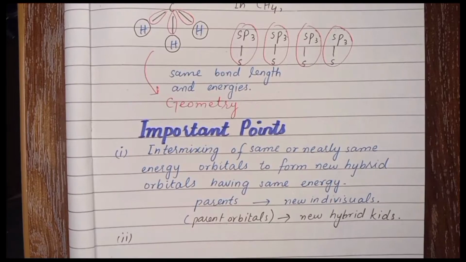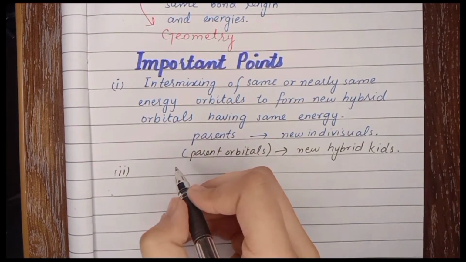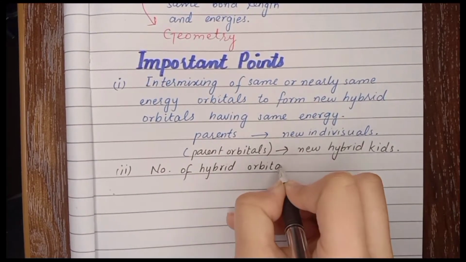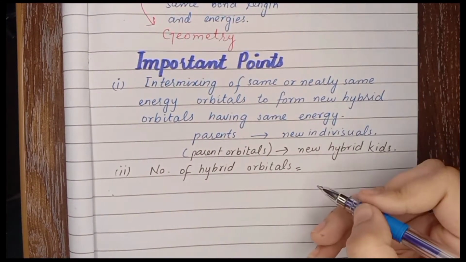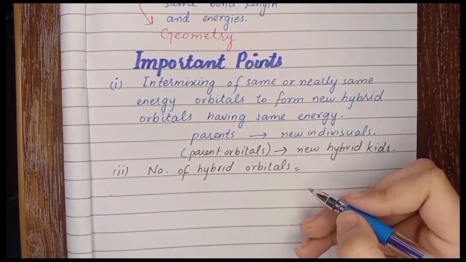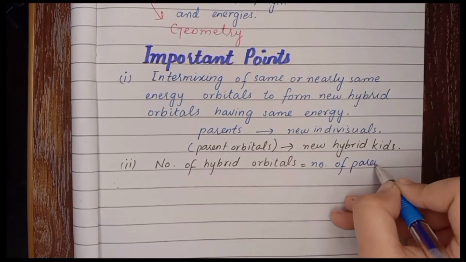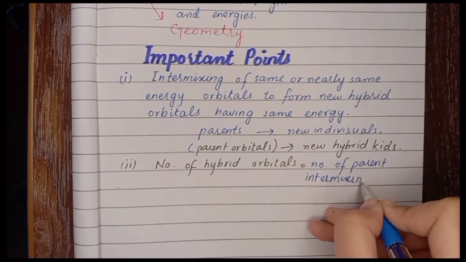The next very important point is that the number of hybrid orbitals is equal to the number of parent orbitals which are intermixing. The number of hybrid orbitals formed after the mixing of the parent orbitals is always the same as the number of parents which are mixing.